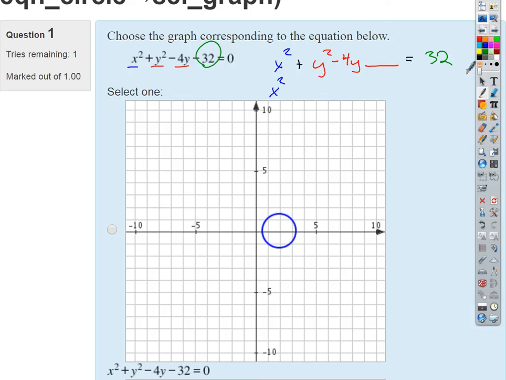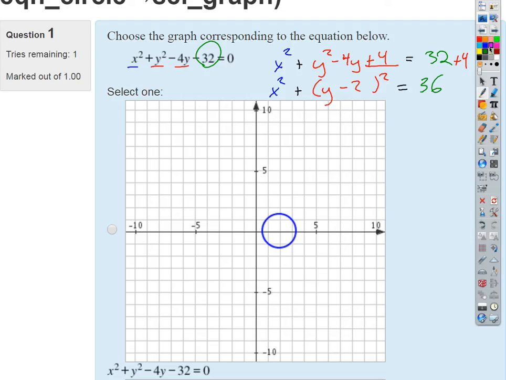So that gives us x squared plus, if we complete the square for y, half of negative 4 is negative 2, and negative 2 squared is 4, so I've got to add 4 to both sides. And so there's my standard form equation.